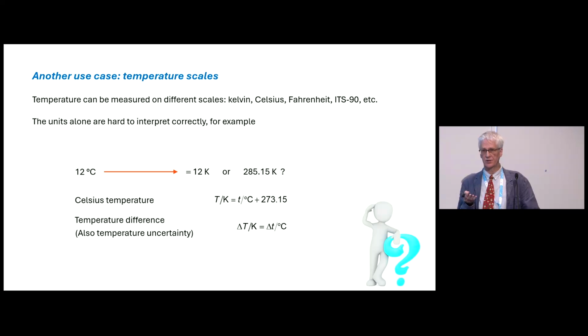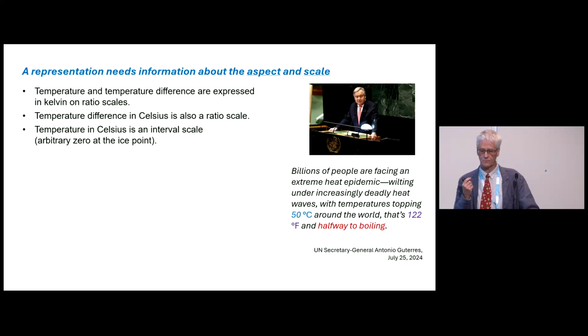The units of temperature are really not enough for you to use temperature data. If I tell you I've got 12 degrees Celsius and ask you to convert it to Kelvin, there are two responses possible. It could be 12 Kelvin, or it could be 285 Kelvin. That's because the different scales occur in different situations. A temperature is an interval scale which is offset from absolute zero. A temperature difference is a ratio scale.